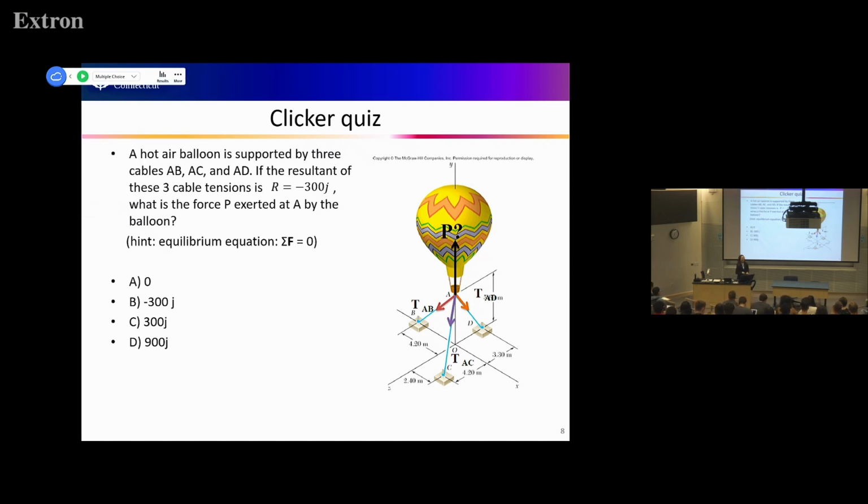Okay, so yeah, C is correct, right? Why? Because the resultant force here, the smart pen is not working, so I just use this. The sum of these 3 forces is minus 300 J, in this direction, right? And if we have 300 J upward, then the sum of these 2 vectors is 0, right? So that's why this is correct, okay?